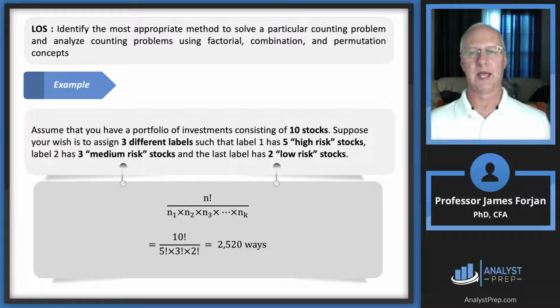All right, so there we go. We're going to take the 10 factorial, right? There's our 10 stocks, and then we're going to divide by, well, we have 5 high-risk stocks, so there's the 5 factorial, and then 3 medium stocks, there's the 3 factorial, and then the 2 low-risk stocks, so there's the 2 factorial. If you do all that, in the numerator, 10 factorial, you get some gigantic number divided by a little bit less of a number, and you get 2,520 ways.